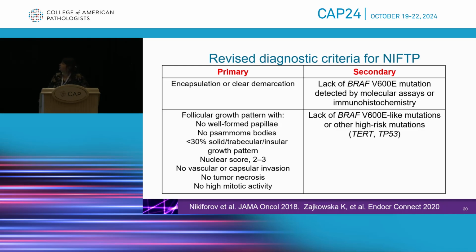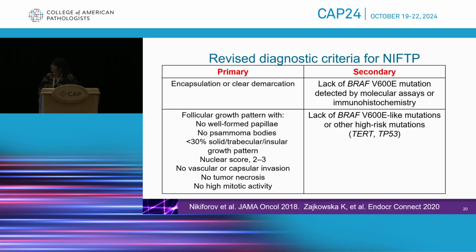So the primary criteria include, like we mentioned, the encapsulation or clear demarcation, the follicular pattern, absence of capsular and vascular invasion, less than 1% well-formed papillae, so no well-formed papillae should be seen, no psammoma bodies, and of course no trabecular or insular growth, necrosis or mitosis, like we mentioned.